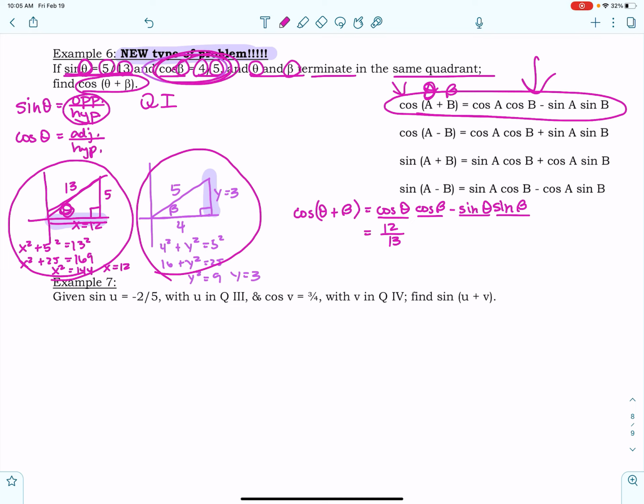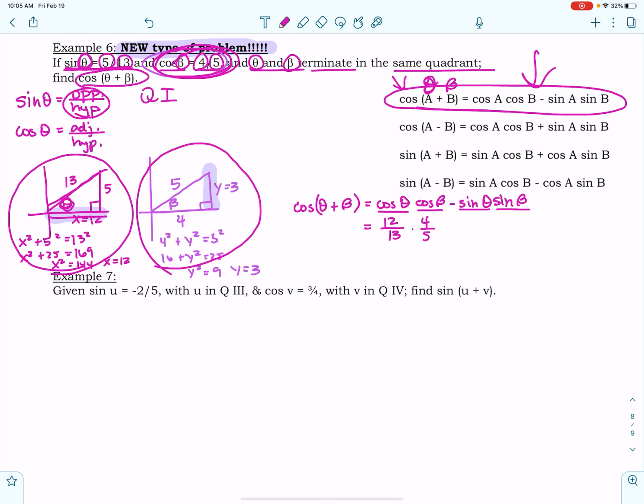I don't need to read it off of anything. It's 4 over 5 minus sine theta. I was also given sine theta at the beginning of the problem. It's 5 over 13. And then sine beta, I'm going to use this right here, opposite over hypotenuse, so that's 3 over 5. And then I just do my arithmetic. So 12 times 4 is 48, 13 times 5 is 65, minus 5 times 3 is 15, 13 times 5 is 65. We are always going to have the common denominator here, so 48 minus 15 is 33 over 65.